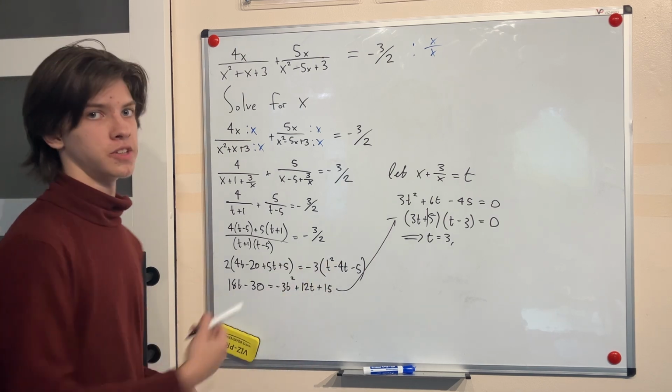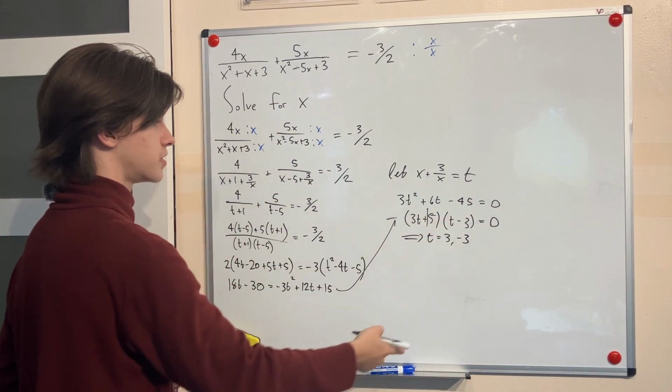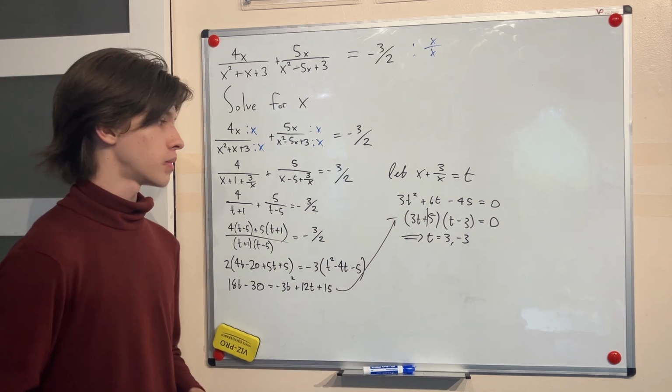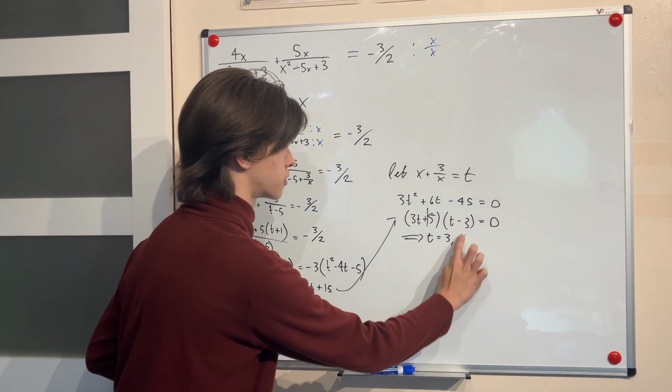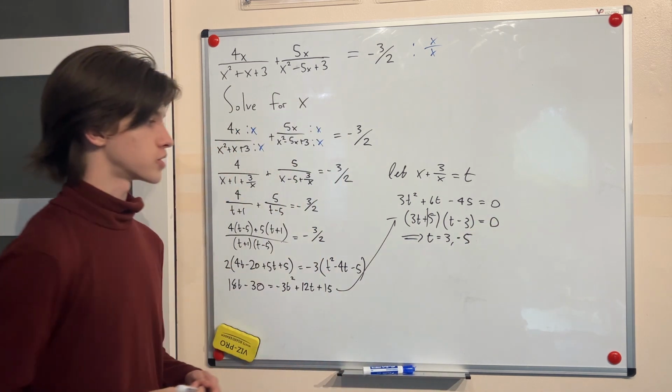And now we'll make the values of t 3 and minus 5. So move over 15, get minus 15, divide by 3, minus 5. You know, it's minus 3. Yeah, it's going to be 3 and minus 5. Those are the values of t.